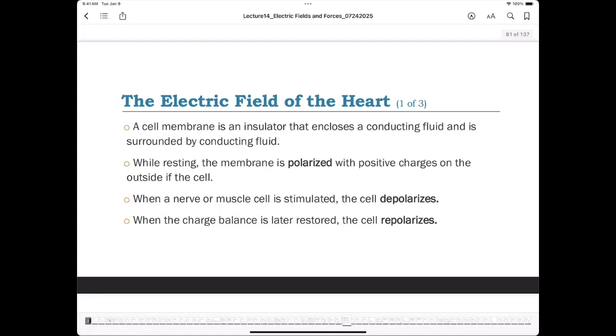While resting, the membrane is polarized with positive charges on the outside of the cell. When a nerve or muscle cell is stimulated, the cell depolarizes. When the charge balance is later restored, the cell repolarizes. This is an interesting thing about our human body.